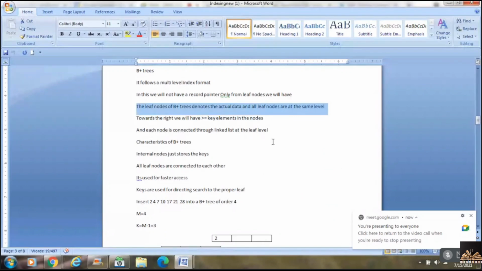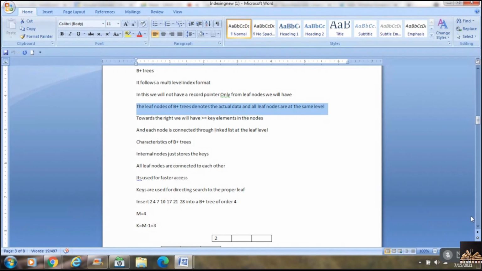Right. And whenever I'm talking about constructing a B plus tree, you will have the key elements which are greater than the root towards the right, and the key elements which are lesser than the root towards the left. Each node is connected through a linked list at the leaf level. Try to understand this. It is connected through a linked list at the leaf level.